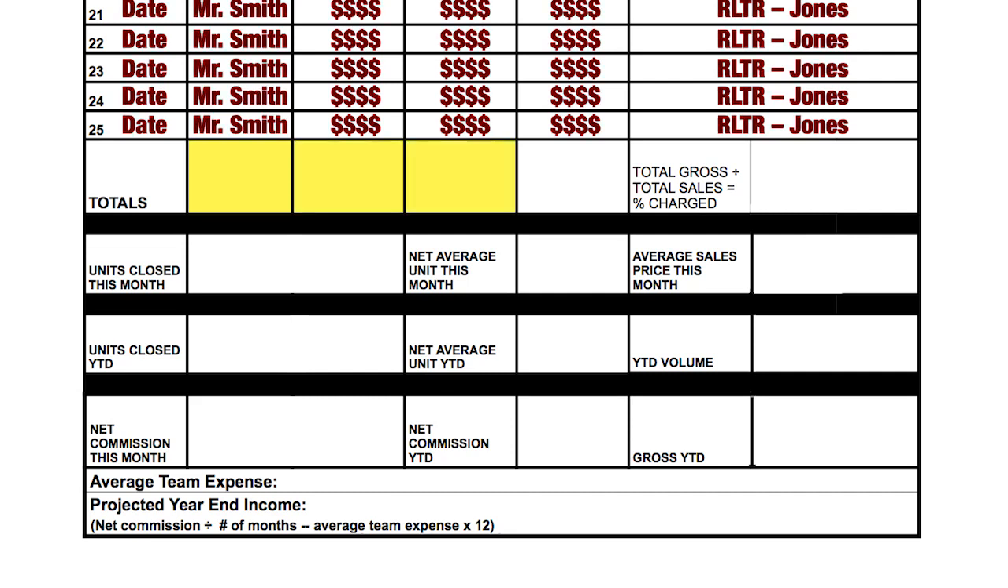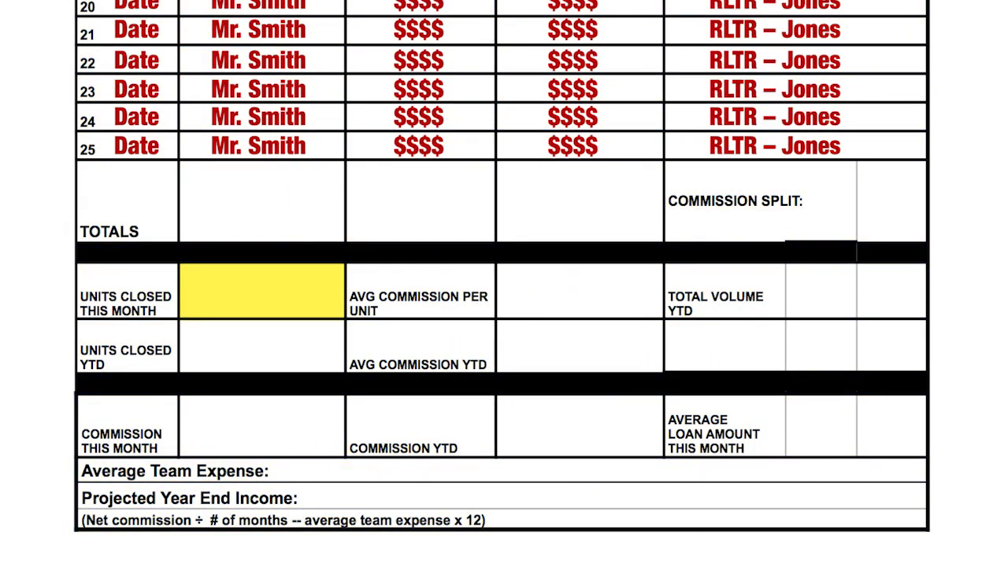Real estate agents, you're gonna total out the total of deals, the total gross commission for the month, the total net commission for the month, total sales price for the month, and you're also gonna put the percent that you charged. And the math there is just your gross divided by your total sales equals your percent charge. Just do the math.